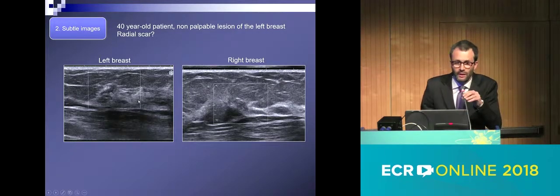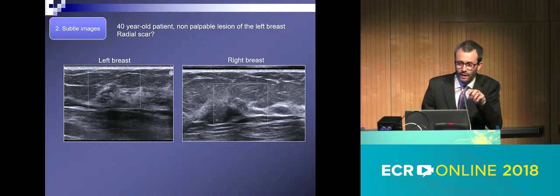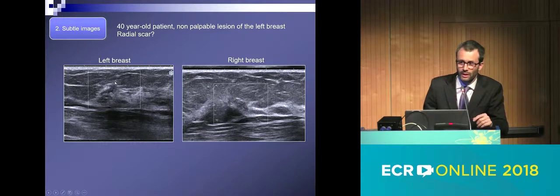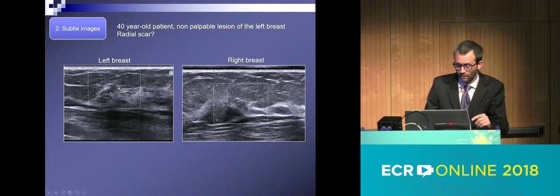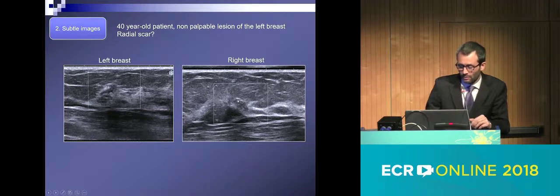So this is a clinical case that illustrates these results. You see this 40-year-old patient. This patient was referred to our institution because of this non-mass lesion. She had fine needle aspiration, and it revealed a possible radial scar. So it was a little bit strange, but you got this non-mass-like image on the left breast. We did perform the ultrasound of the right breast too, and we found a similar image in the other breast. So it's a little bit difficult to analyze.